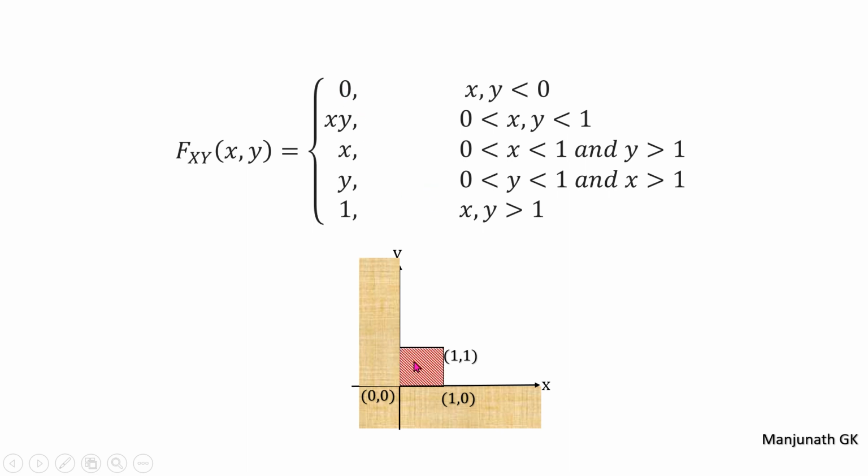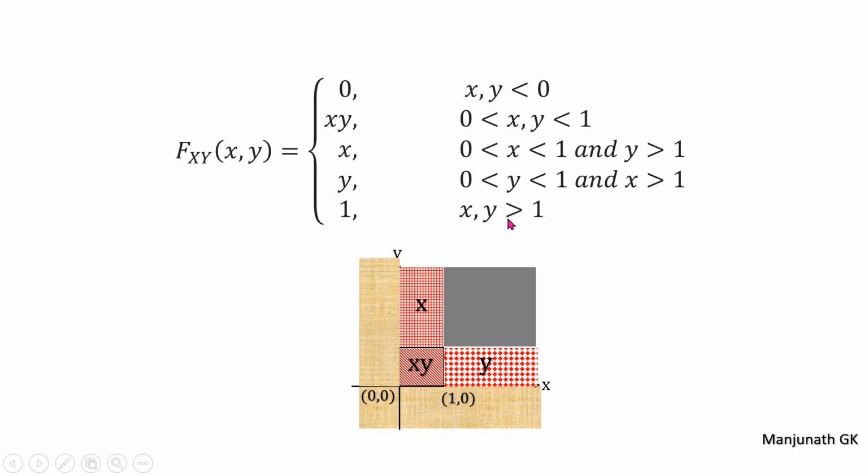Now, consider the region within the unit square where x and y are varying from 0 to 1. In this range, the cumulative distribution function will be xy. Consider the strip where y is greater than 1 and x is varying from 0 to 1. In this case, the bivariate CDF is what? X. Consider one more strip where x is greater than 1 and y is varying from 0 to 1. In this region, the value of the bivariate CDF is y. And the region where x and y are greater than 1. In this region, the value of the bivariate CDF is what? 1.